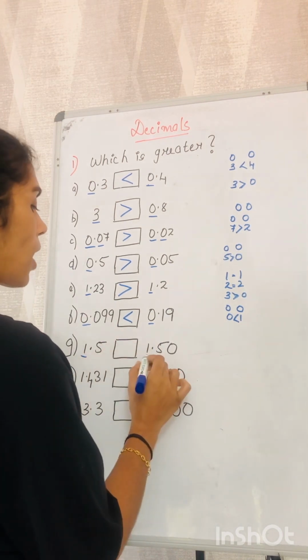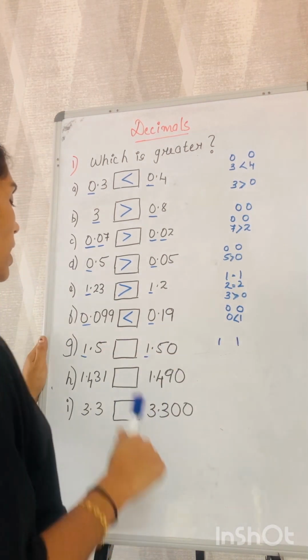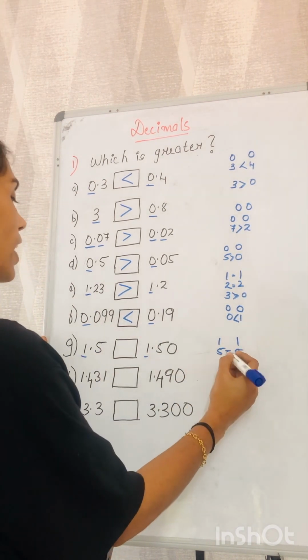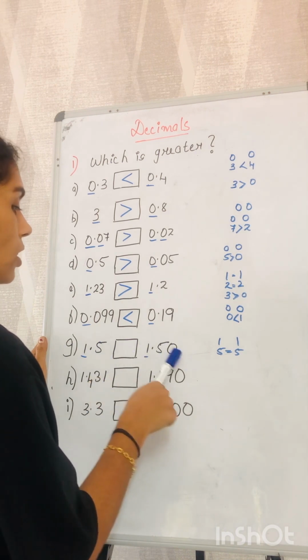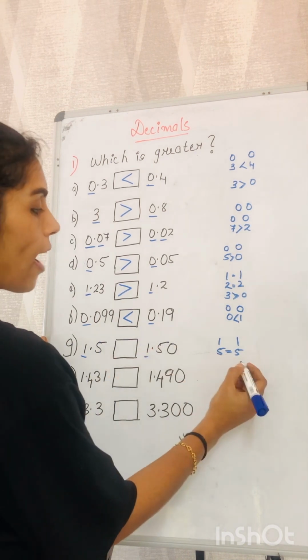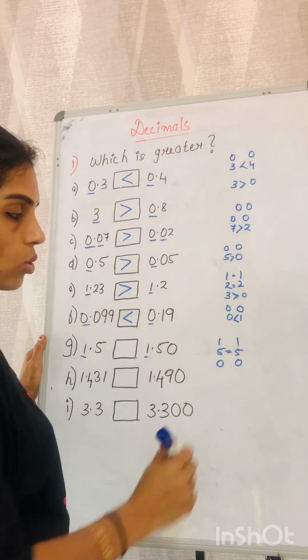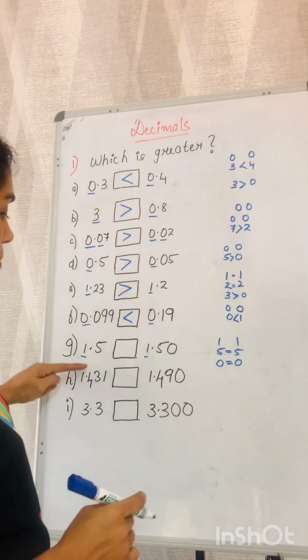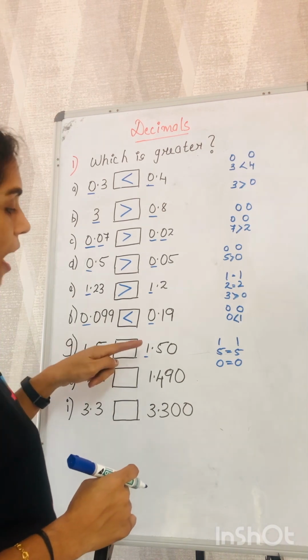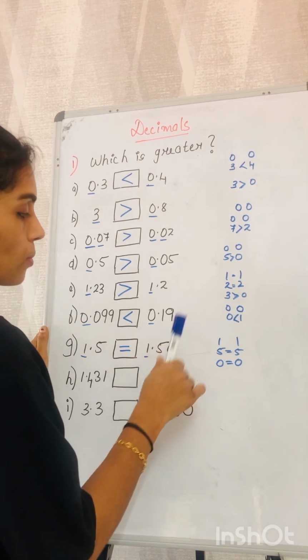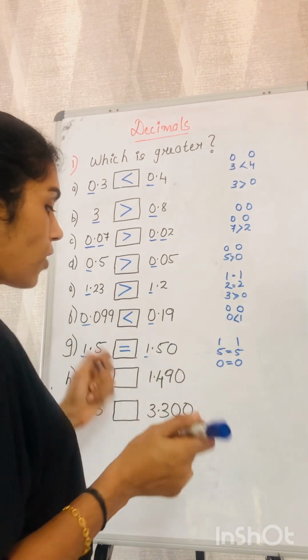Okay, now G, 1.5 and 1.50. Now take the whole part, 1 and 1. Again the 1/10, 5 and 5 equal, right? Again here you have 0 and here you don't have anything. That means here also 0. You put it as 0. So again both are equal. So the decimal 1.5 and 1.50 is equal. After the decimal, if you have a 0 at the end, it's not valuable.